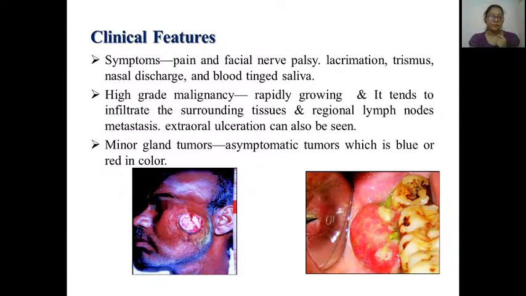Pain and facial nerve palsy, lacrimation, trismus, nasal discharge, and blood-tinged saliva are the symptoms. It is rapidly growing, and it tends to infiltrate the surrounding tissues with regional lymph nodes metastasis. Extraoral ulceration can also be seen in cases of high-grade malignancy. In cases of minor gland tumors, an asymptomatic tumor which is blue and red in color can be seen.